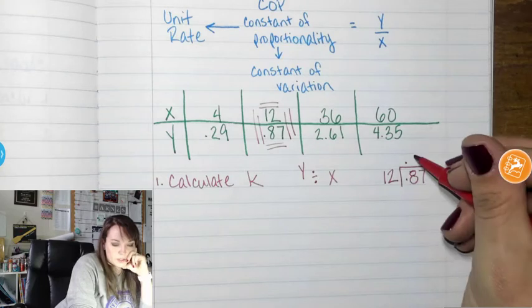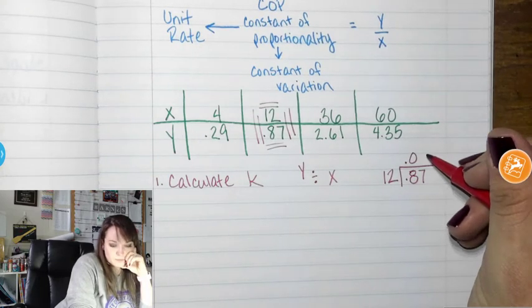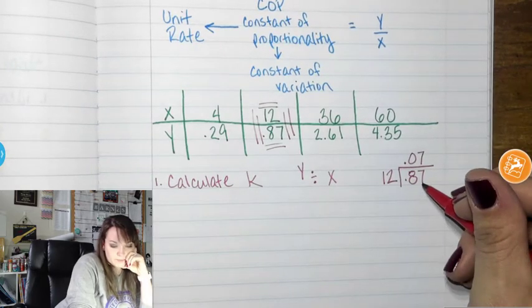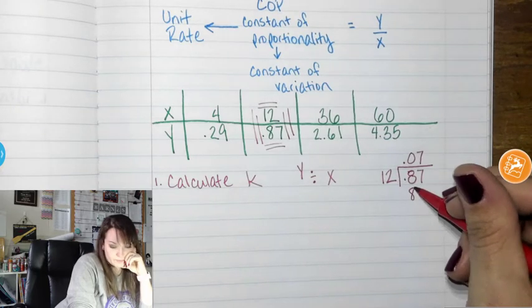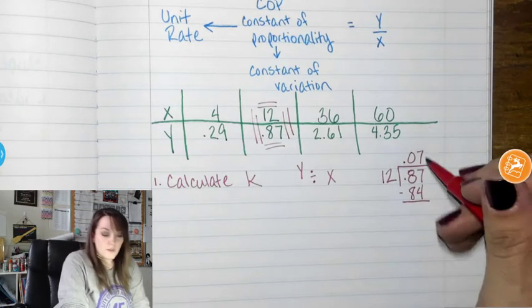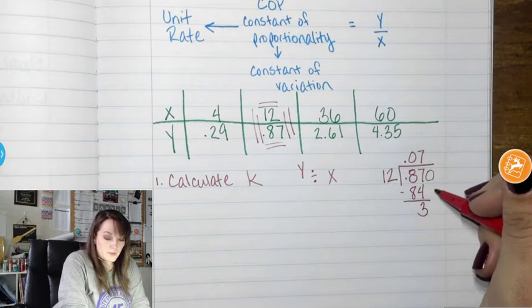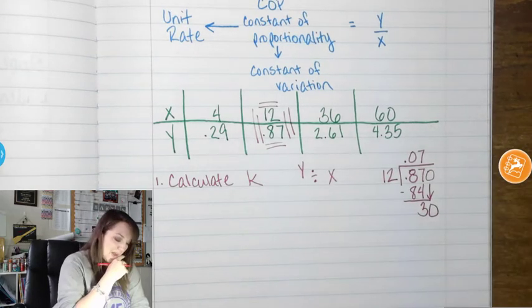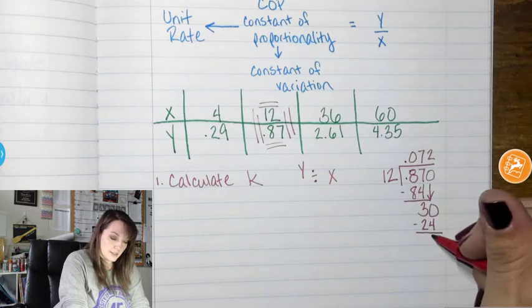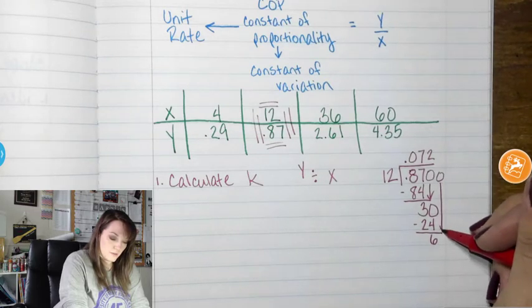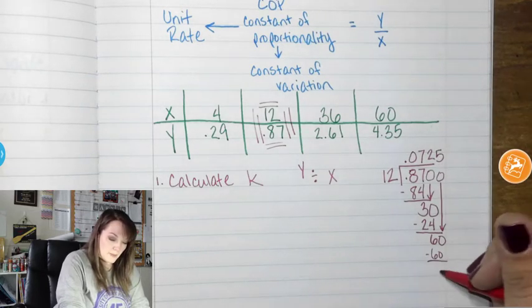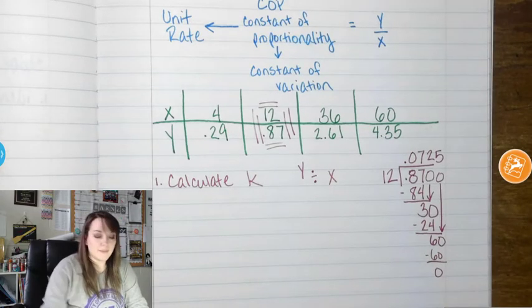How many times can 12 go into 87? 7. What's 7 times 12? 84. That's 3. Bring down a 0. Can 12 go into 30? How many times? Twice. That's 24. Subtract. That's 6. Bring down a 0. How many times can it go into 60? 5, and now I'm done. The end. This is K.